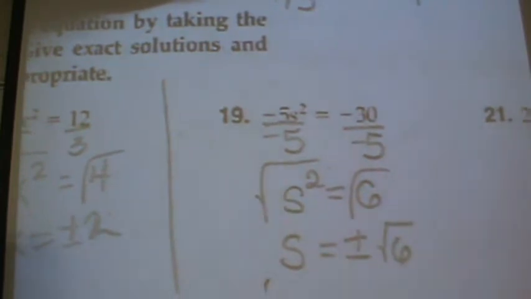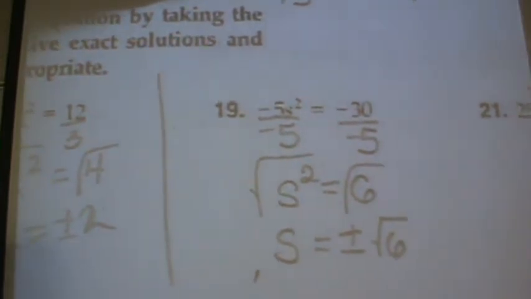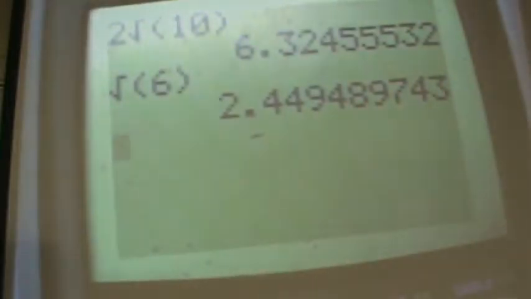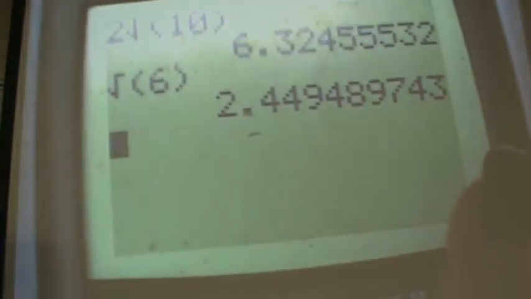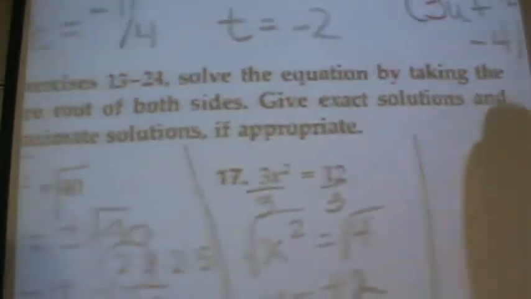Those are exact. And what is the square root of 6? About 2.4. So you want those decimals? Yes, it says give exact and approximate solutions.